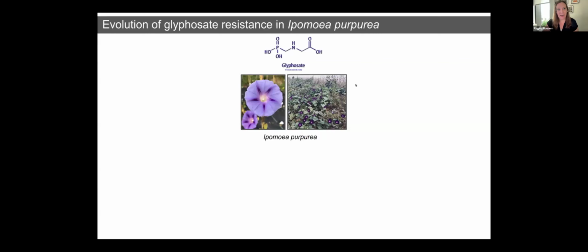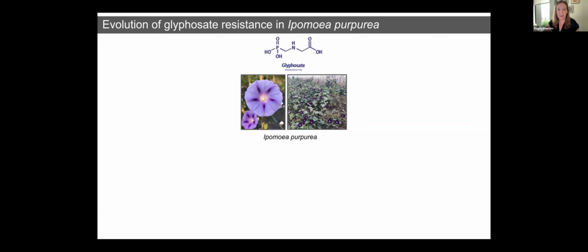The work that we've been doing in the lab has focused on the evolution of glyphosate resistance in the common morning glory, which is Ipomoea purpurea. I'm showing you here an image of the species. The morning glory, you've probably seen it growing up trellises or on mailboxes. It's a very common, popular ornamental species because it has these really pretty big, showy flowers. The plant is a hermaphrodite, so it both selfs and outcrosses.